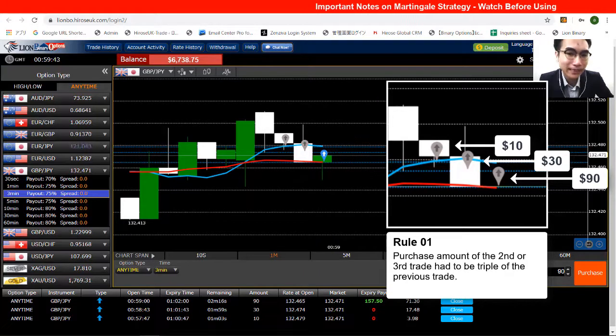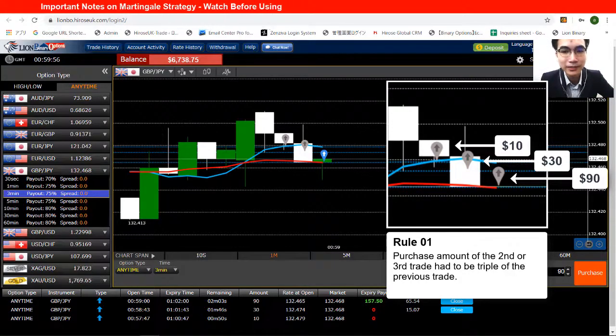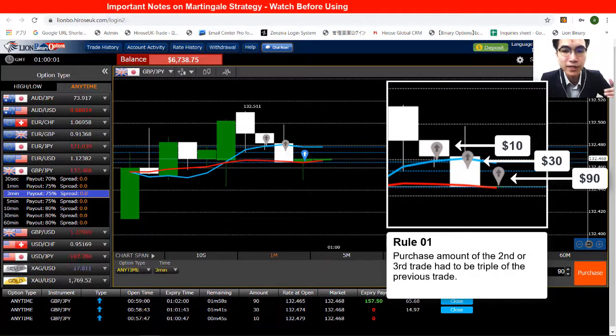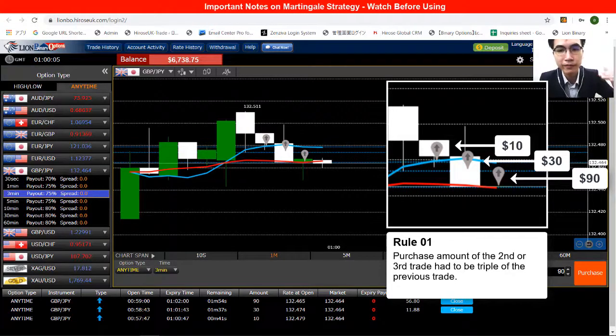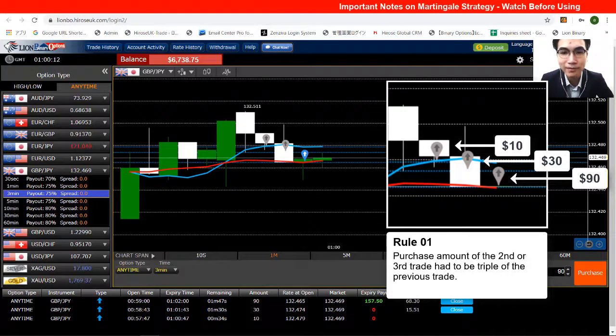Okay, just a last reminder of the rules when you use the Martingale strategy. The first rule is the purchase amount. You have to place a triple amount of the previous trade. For example, here the first trade I placed is $10, the second trade I placed is $30, and then the third trade I placed is $90. Each of them is triple the previous one. By doing this, you make sure that even if you lose the previous one, you still end in profit if you win the second or third one.